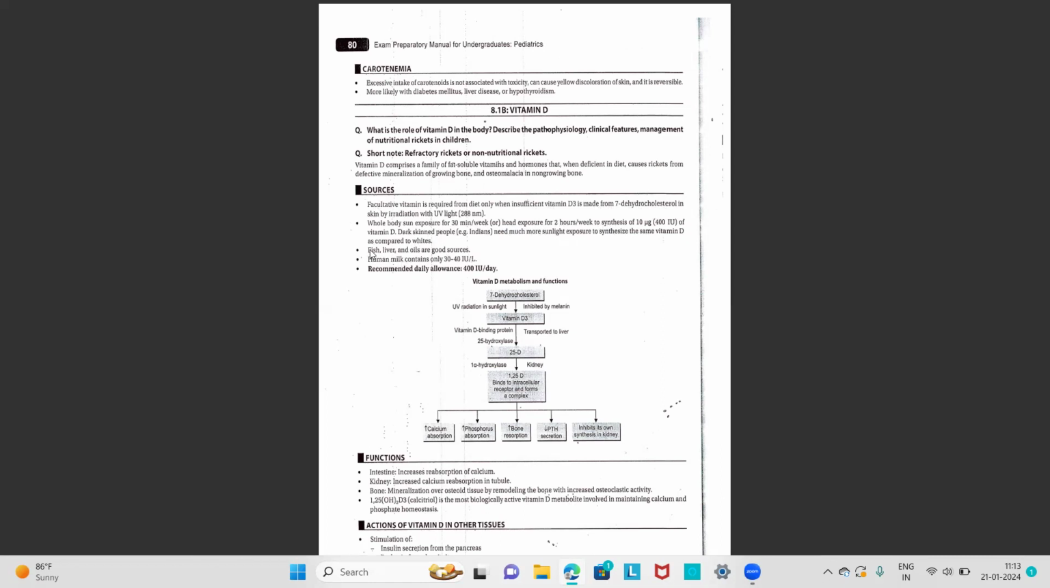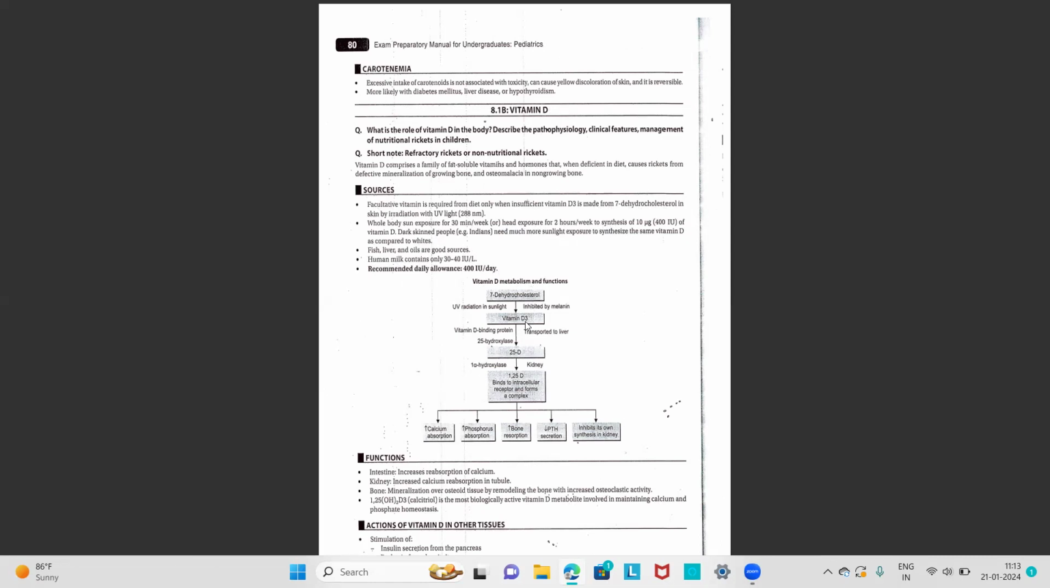What are the important sources of vitamin D? Fish, liver, and oils are good sources. Human milk contains only 30 to 40 international units per liter. The recommended daily allowance for vitamin D is 400 international units per day, and this is most commonly asked as a 1 mark question.